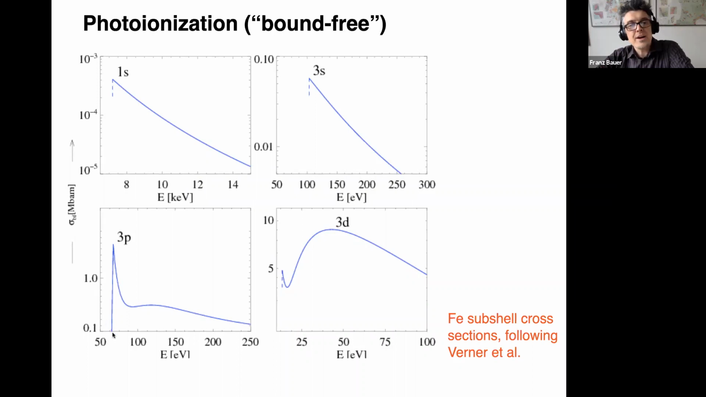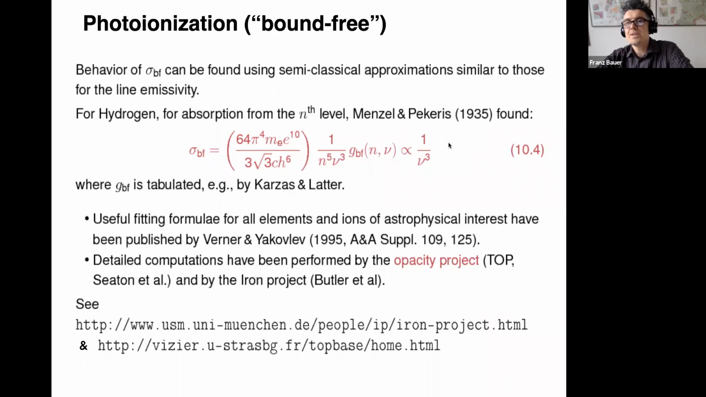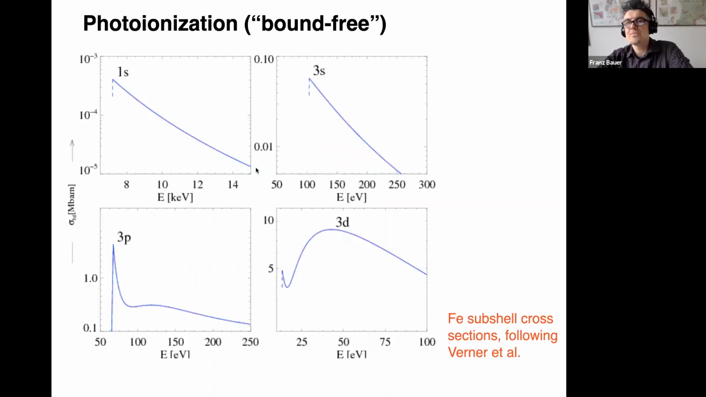The point here is that you see there is some structure to it. The 1s is actually pretty simple, right? Above some energy, you can pop the electron out of its orbital, and the cross section is very high for low energy photons. As the photon energy goes up, the cross section goes down dramatically, which is this functional form here. This is just 1 over nu cubed, or 1 over energy cubed.